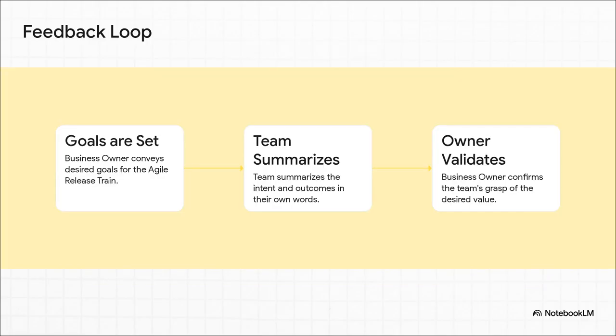And what you get is this amazing, super simple, and immediate feedback loop. The business owner says what they want. The team plays it back, summarizing their understanding, and then the business owner can say, yes, that's it, you got it. That one little conversation closes that $100,000 gap of misunderstanding before it can do any real damage.